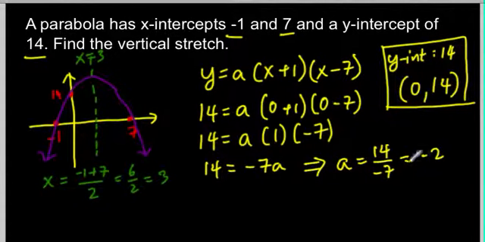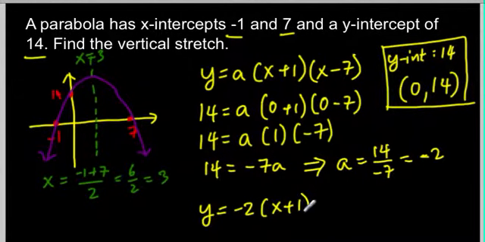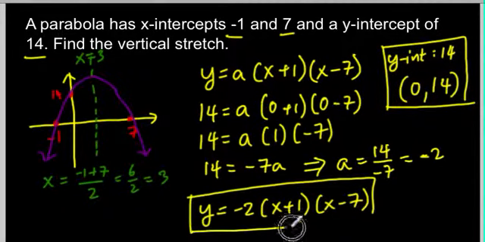So our vertical stretch is a value of 2, but the negative tells me that there's a reflection over the x-axis, and that makes sense because this is facing down. So finally, I didn't put this in the question, but if I had to write this in factored form, I would write y equals -2 times (x plus 1) times (x minus 7). That's how you would write that in factored form.